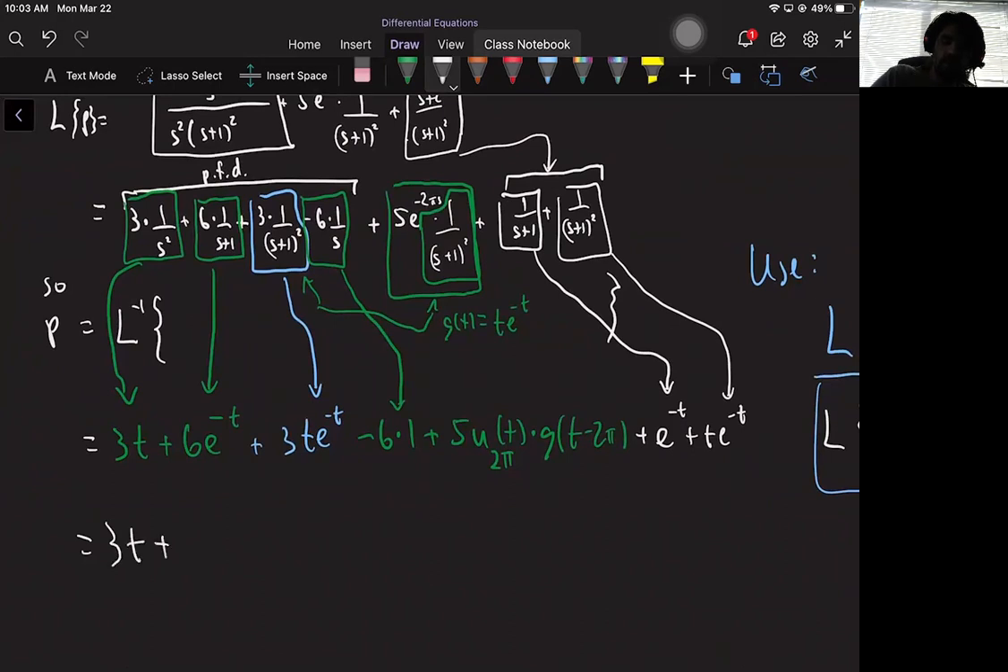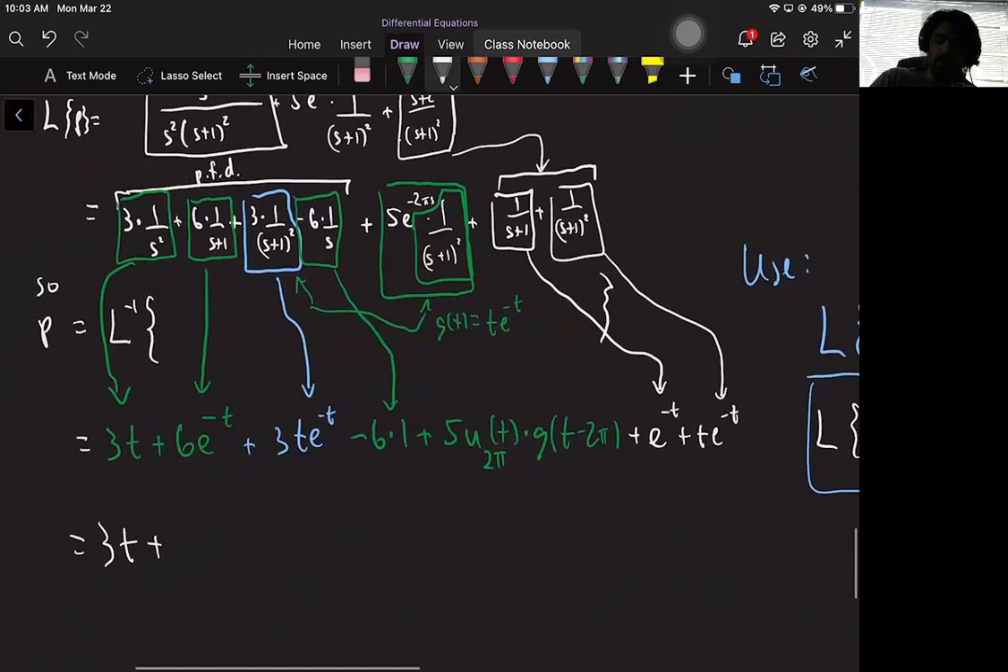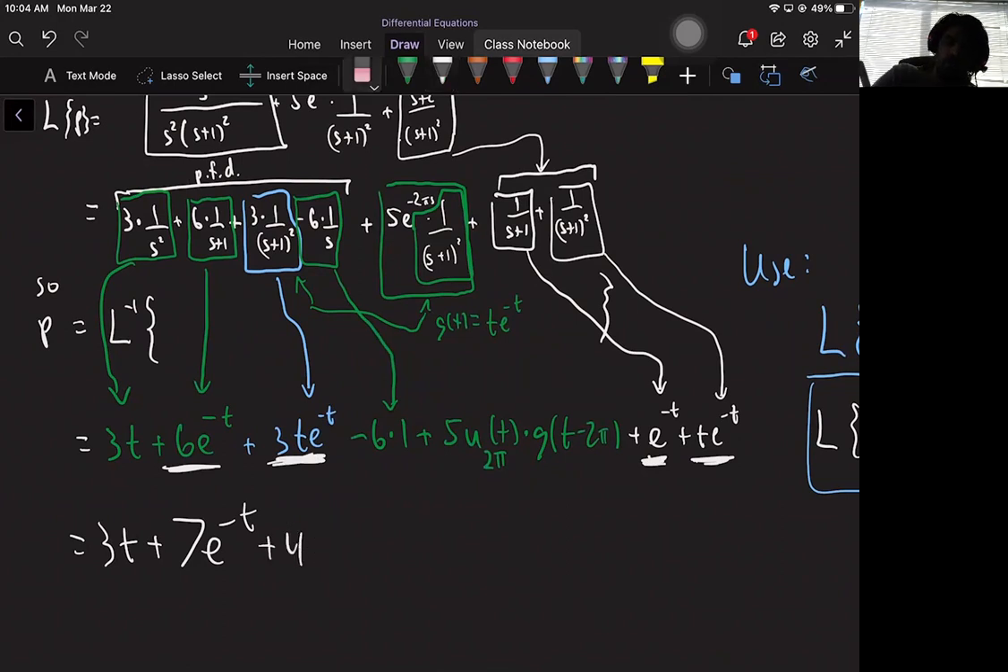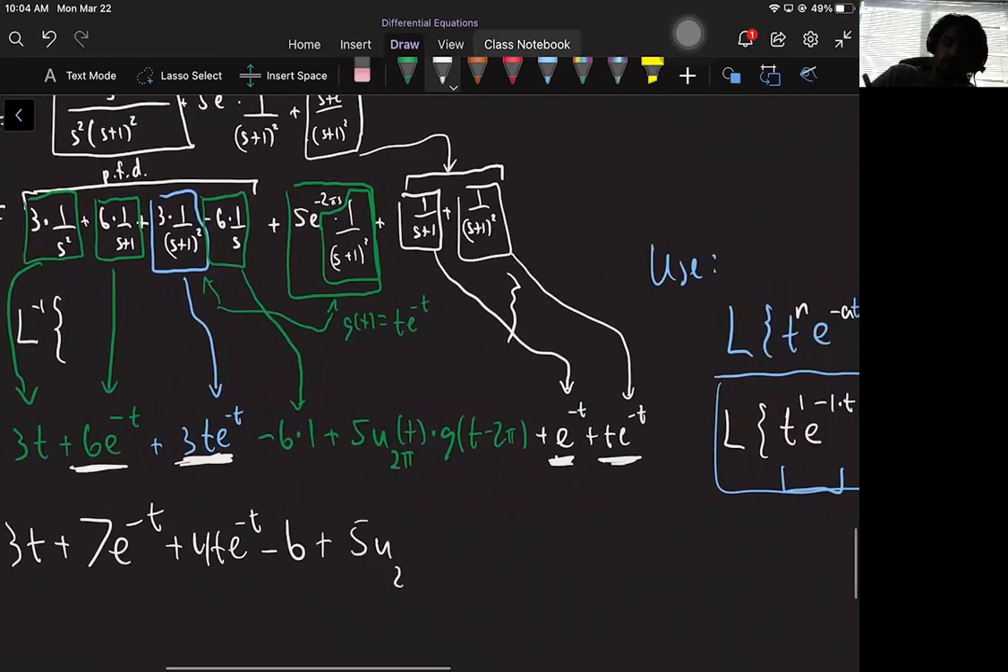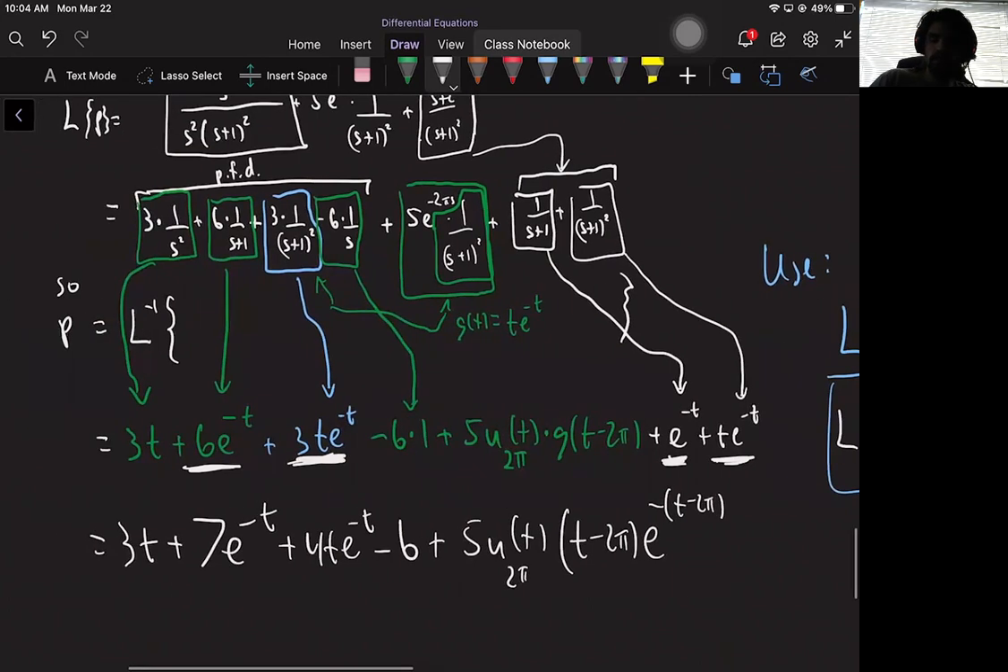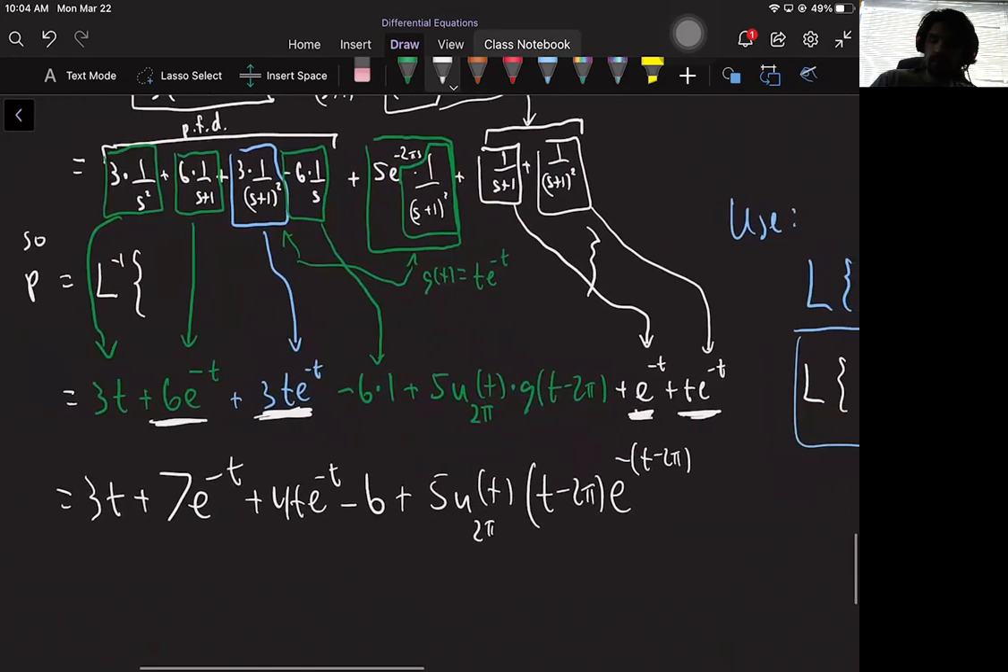So 3t plus, notice I have an e to the negative t and a 6e to the negative t, so that's going to be 7 of them. And I have a 1t e to the negative t and a 4t e to the negative t, so that's going to be 5 of those. And then I have this 6 here, I'll just keep it there. And then finally the step function part. Now I know it's this t e to the negative t business, and that's what I'm replacing my 2 pi with. Okay, so that's it. That'll be the function.